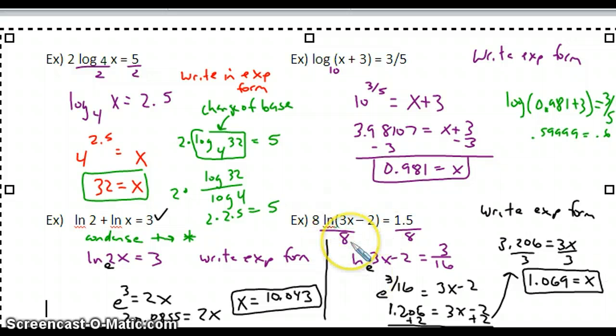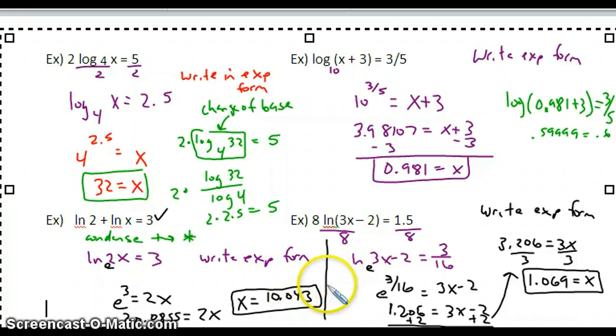So in my calculator, I'm going to do 8 times the natural log of 3 times 1.069, and then minus 2, and I get 1.505, and it should be 1.5. But again, because that's rounded, it checks out, but it's just not going to be exactly 1.5. Again, very important that we go through and we take the time to check our answers.